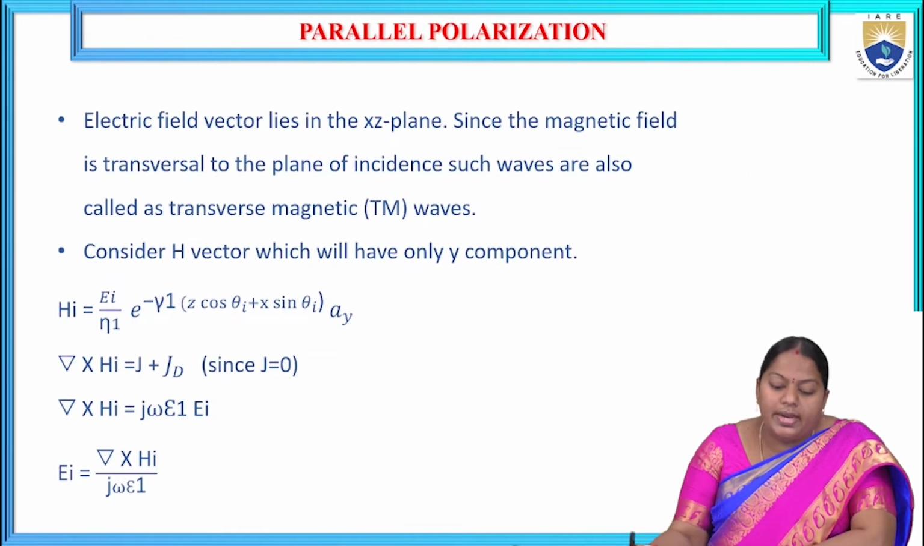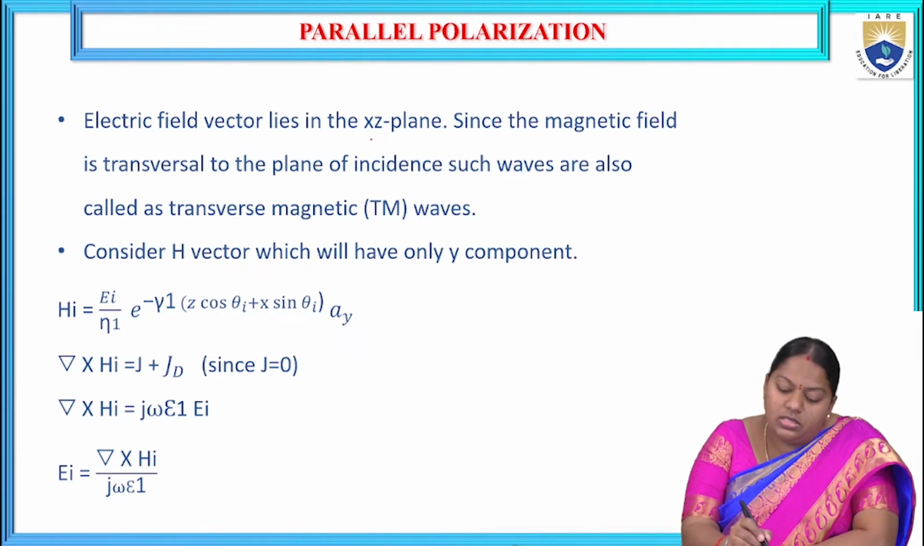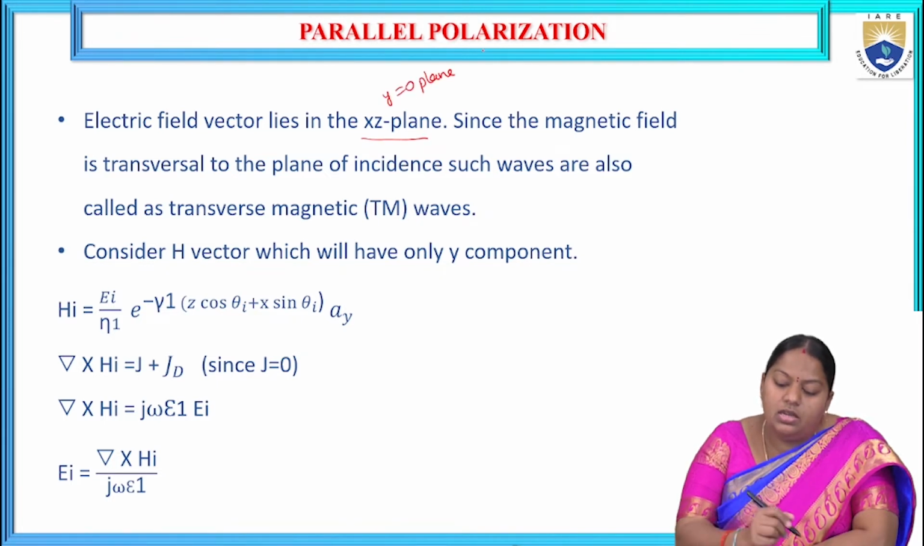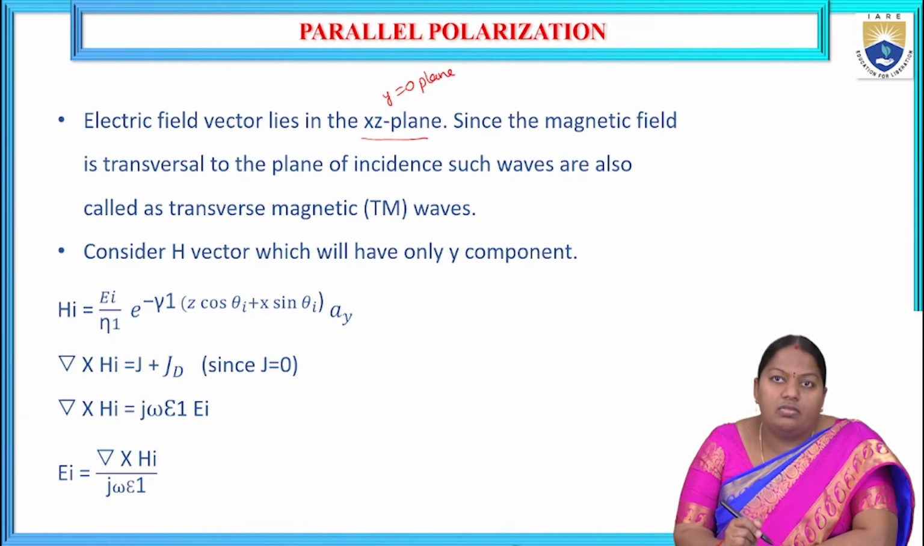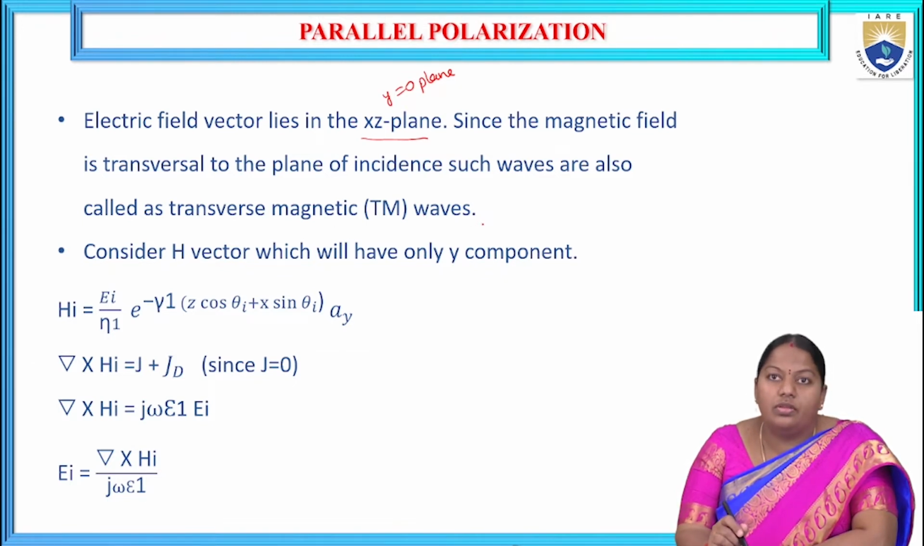Now to write that, here the electric field vector lies in the XZ plane. Just now we have discussed the XZ plane. We are considering the XZ plane, meaning the y equal to 0 plane, where the propagation vector is moving along the y direction component. Since the magnetic field is transversal to the plane of incidence, such waves are also called transverse magnetic waves, and the mode of operation is given by TM mode, transverse magnetic mode. Now consider the H vector, which will have only a y component. Why? Because we have considered here the plane is the XZ plane.